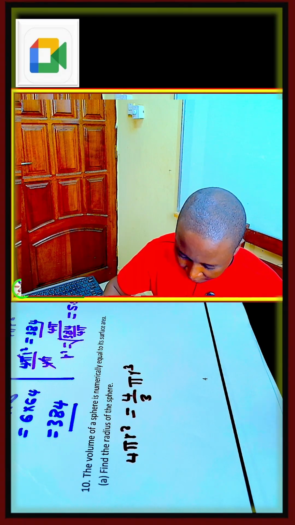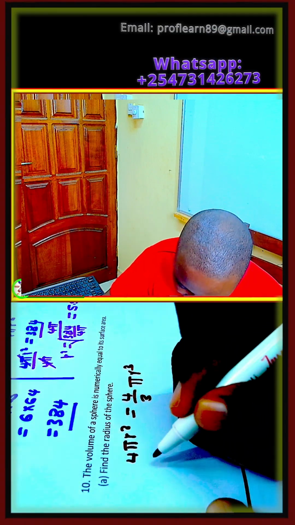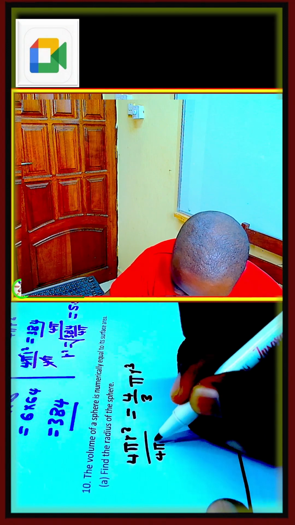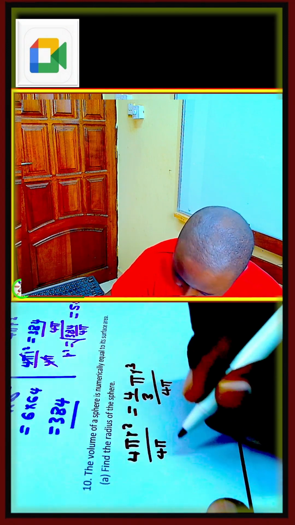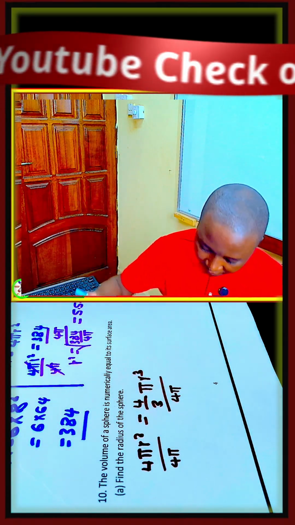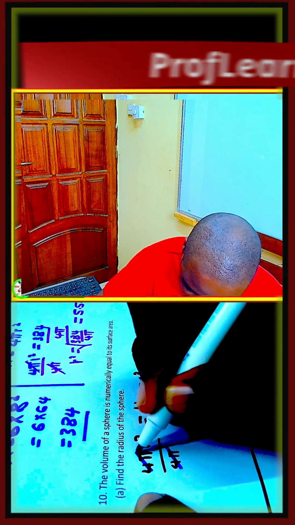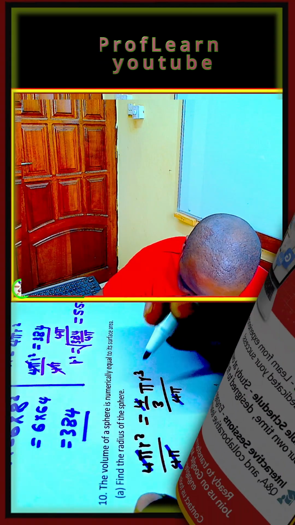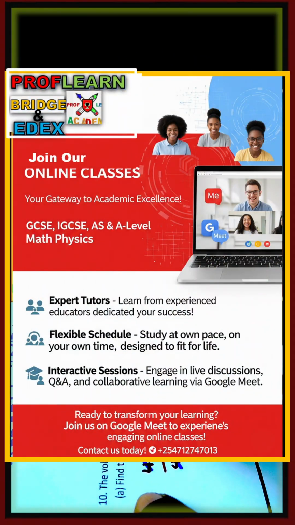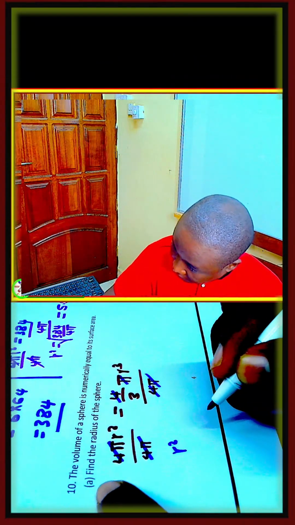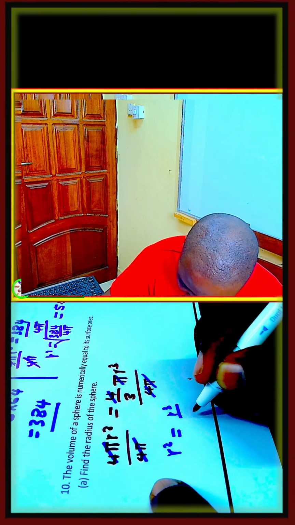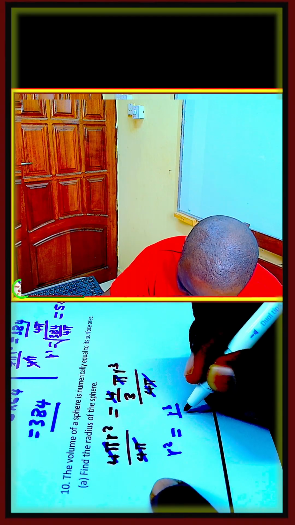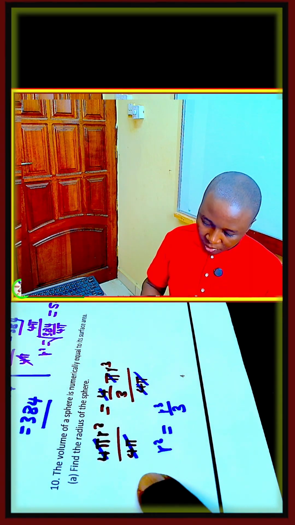So this is what we have, and then we can see if you take here 4 pi divided by 4 pi, we are going to cancel everything here. We shall cancel this and this, and 4 and 4 will cancel out, pi and pi will cancel out, so we shall remain with r squared is equal to r cubed over 3. Yeah, this is what we are going to have.